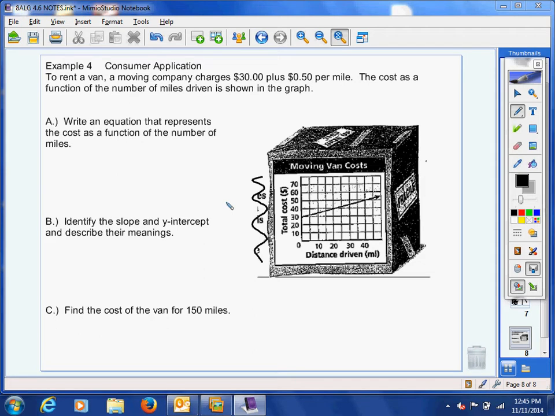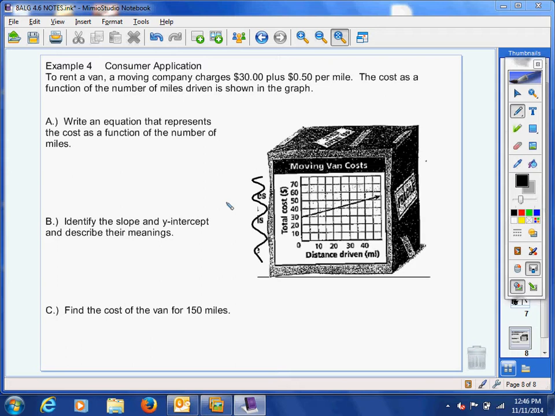We're back in 4.6 looking at example 4 today, and now we're going to use an application to show you how slope-intercept form works in real life. This is a consumer application. A consumer is just somebody who spends money. We're consuming a particular thing. It could be food. It could be just about anything. In this particular case, we're renting a van. A moving company charges $30 plus 50 cents per mile. The cost as a function of the number of miles driven is shown in the graph.